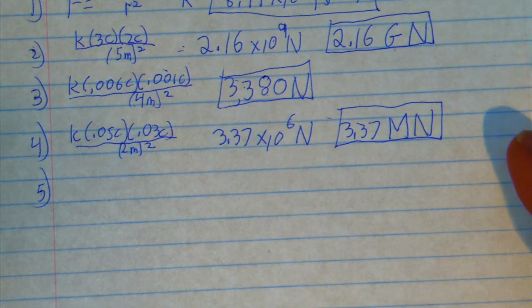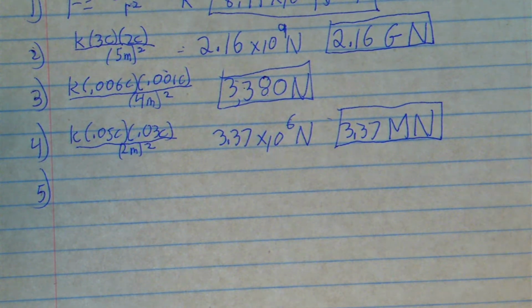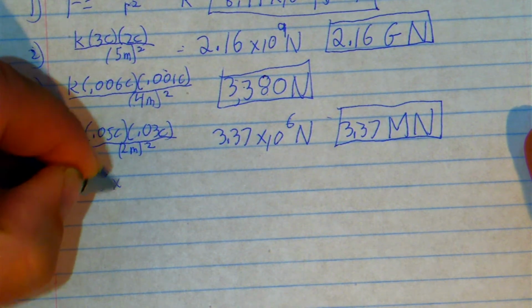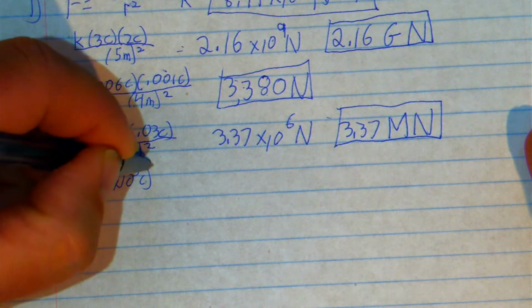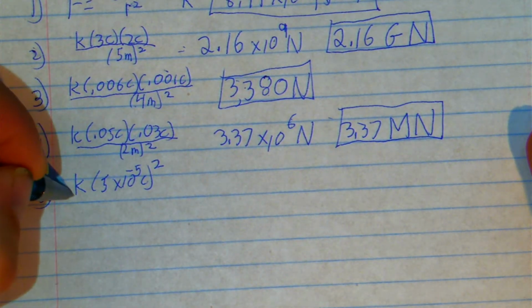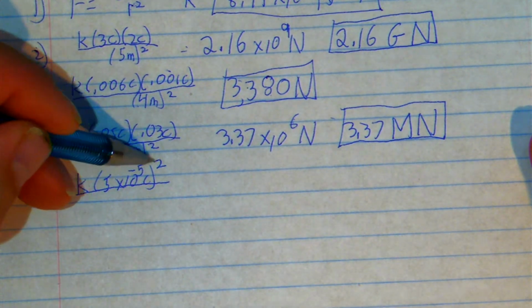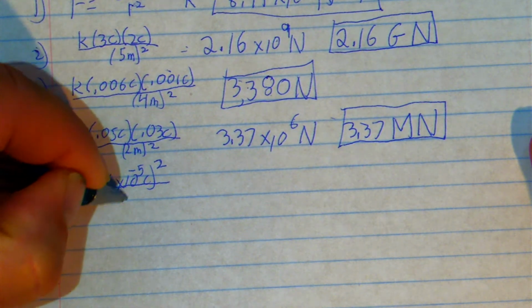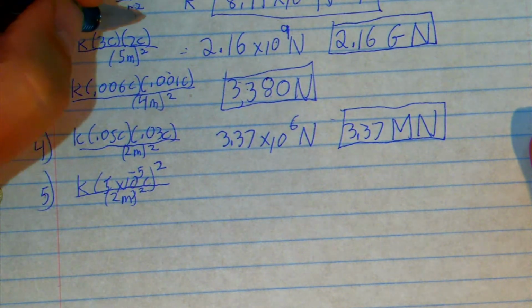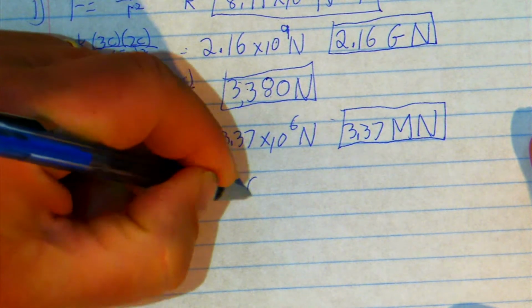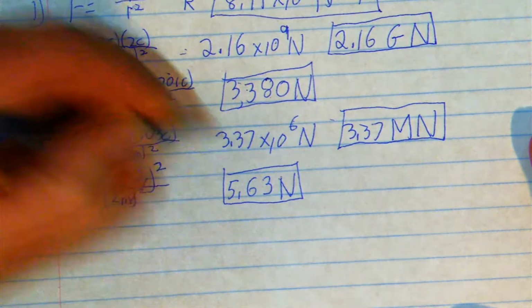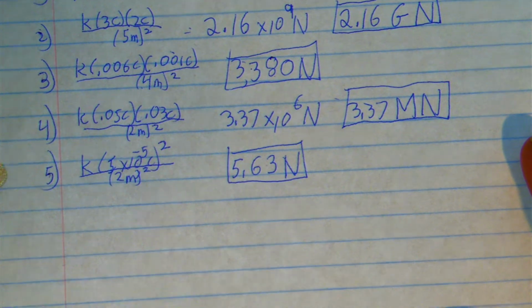Number 5, 2 particles are each given a charge of 5 times 10 to the negative 5th coulombs. What is the force between them if the distance is 2 meters? So K, and since each one is 5 times 10 to the negative 5th coulombs, that's really a number that you can go ahead and just square on your calculator, Q1 times Q2. So that value squared, and the distance again, 2 meters, quantity squared, I get 5.63 newtons. And it is a repulsive force because they're both the same sign.